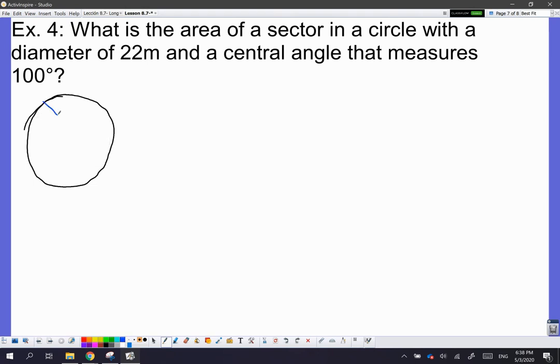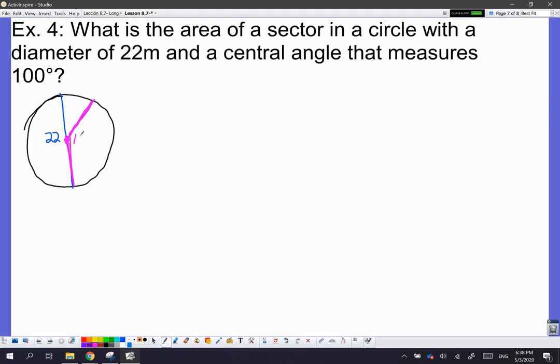So I'm going to draw a line here, and that's not exactly to the center. That looks better. And we're going to say this is 22. And then I have a central angle of 100 degrees. I don't know how much exactly that is, but I'm going to guess something like that.